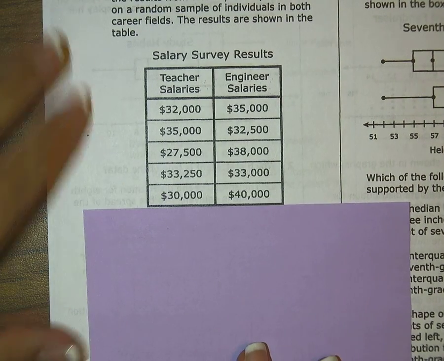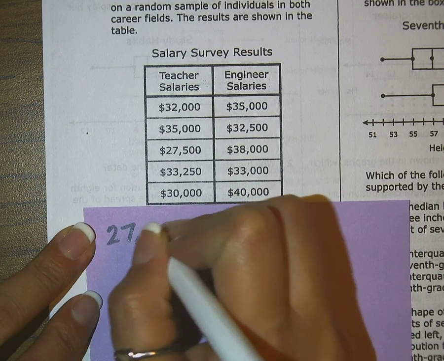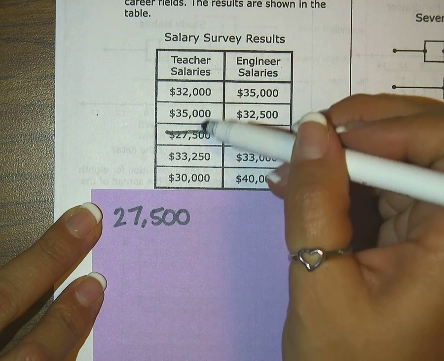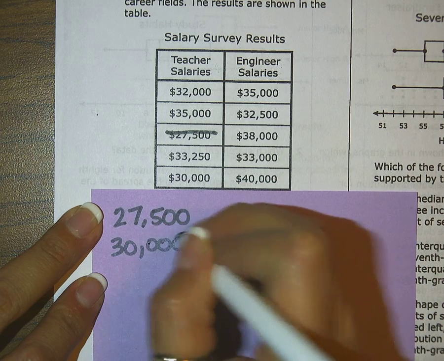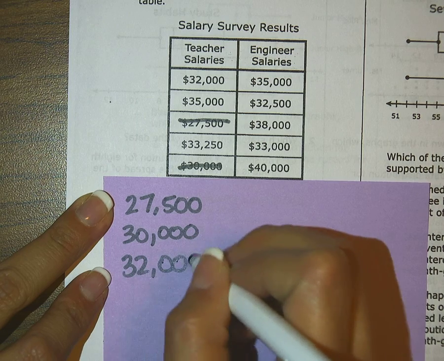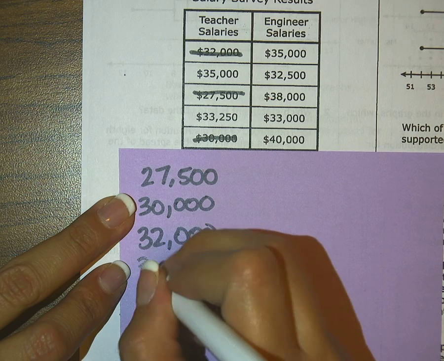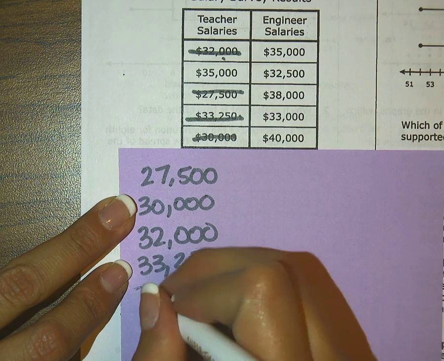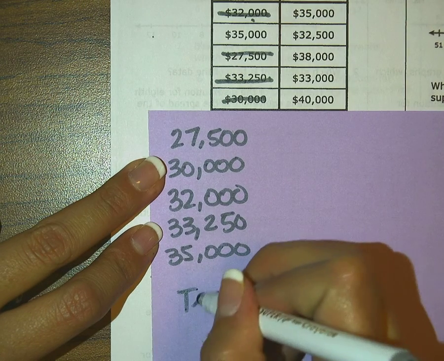So the smallest number for teachers is 27,500, and then 30,000, 32,000. And I am crossing them off as I write them so I don't accidentally forget or use one twice. And then 35,000. Okay, these are my teachers.